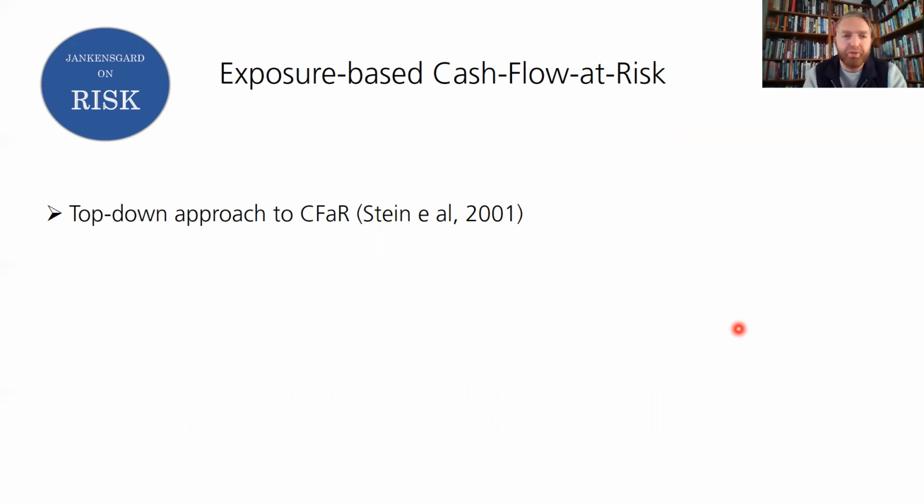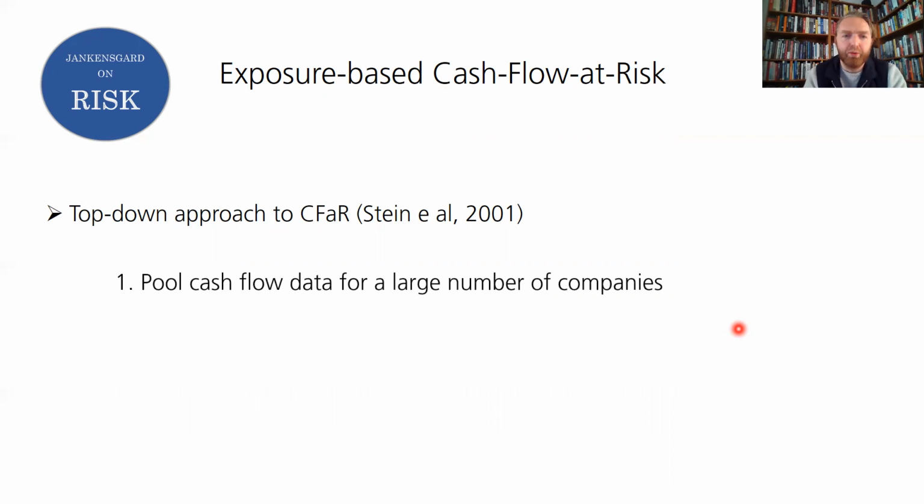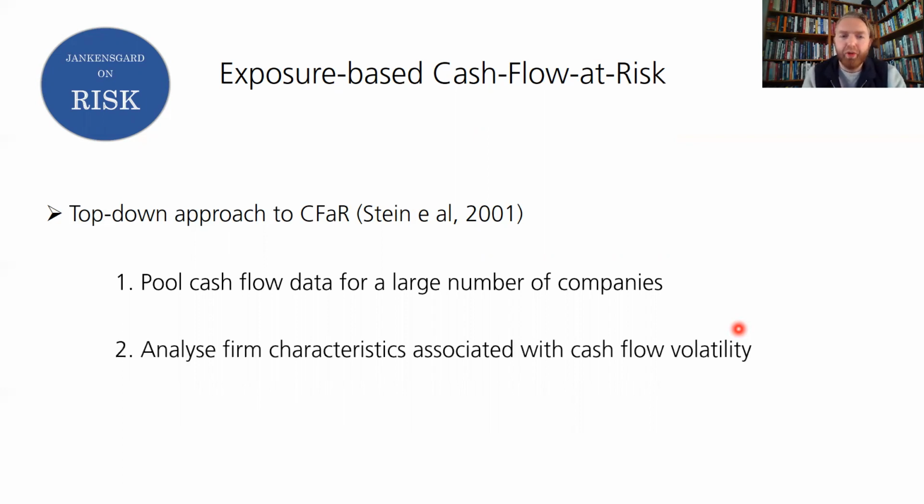And there's also the top-down approach to cash flow at risk, in which you pool lots of data for a large number of companies. The idea here is to increase the statistical power by getting lots of data points to estimate your outcome distribution with. And what you do is you analyze in this data set which firm characteristics are associated with more or less cash flow volatility. So, for example, in certain industries, there's more cash flow volatility. Firms of a certain size have a systematically different cash flow volatility, let's say larger firms have a systematically different cash flow volatility than small ones. And so on.